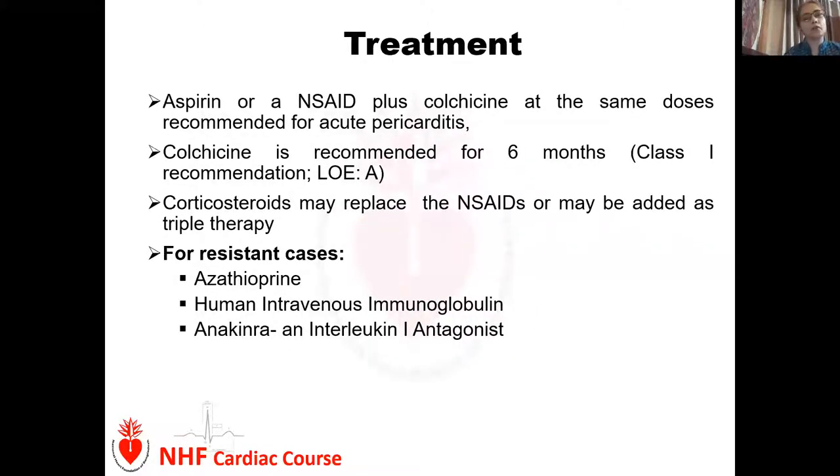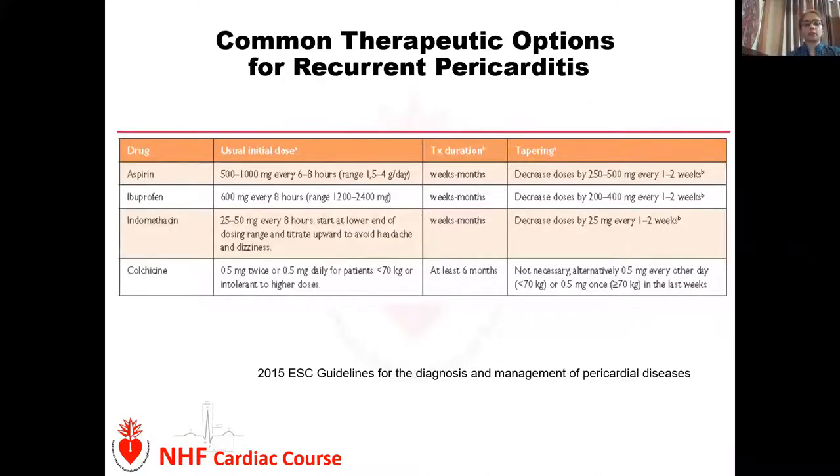Treatment is as in acute pericarditis, but here colchicine is recommended for at least 6 months. Steroid may replace it or can be added as triple therapy. For resistant cases, azathioprine, intravenous immunoglobulin, and interleukin antagonists can be used, but still data are lacking for their use.